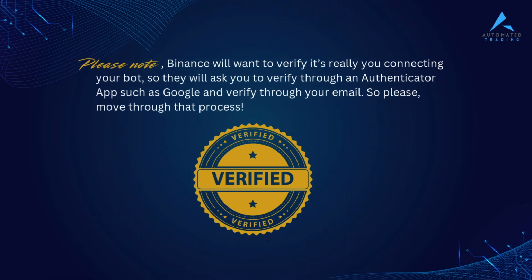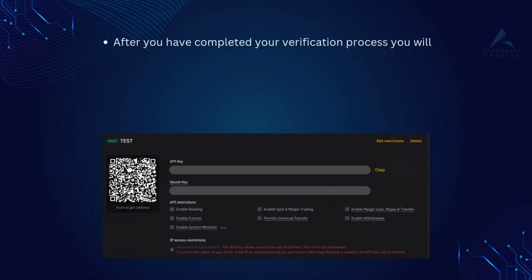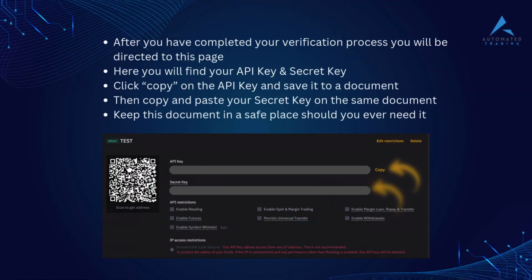Now, once you have completed your verification process, you'll be directed to this page. Here you will find your API key and secret key. First, click Copy on the API key and save it to a document. Then copy and paste your secret key on the same document and keep this document in a safe place should you ever need it.